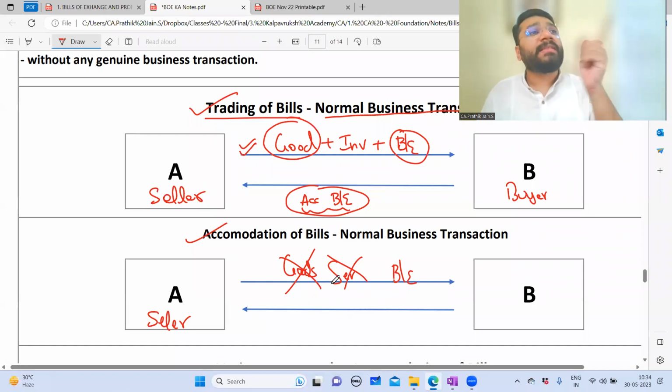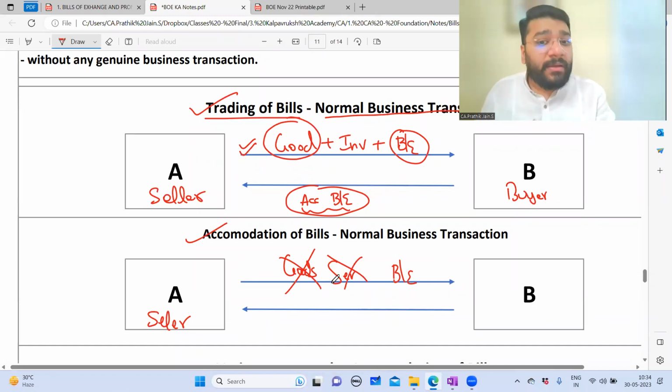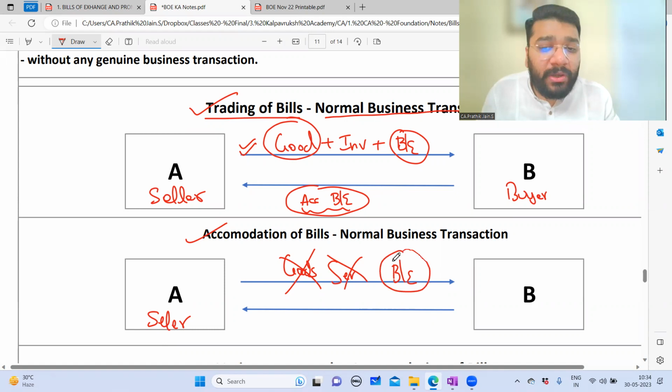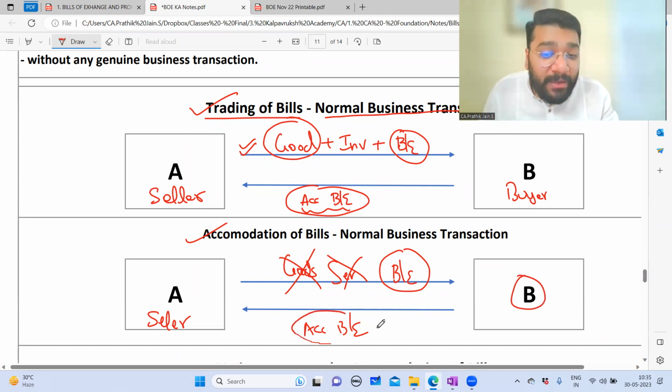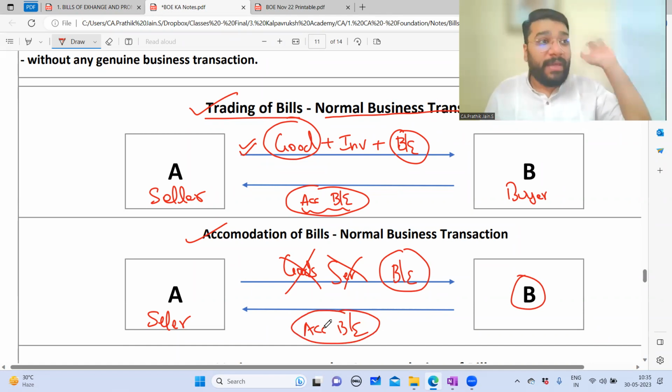Seller is not giving any service to the service receiver. Still, he is executing a bill of exchange to which B is accepting and giving it back. So guys, acceptance of the bill by the customer indicates that he is undertaking the responsibility to make the payment of this bill value in the future. Am I right or wrong?